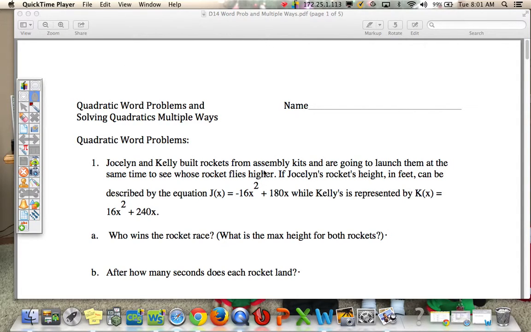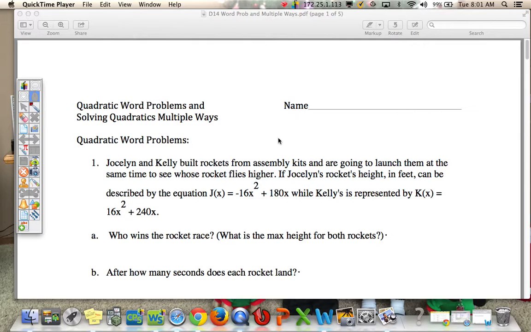We're going to spend the next couple days looking at how everything that we've learned in this chapter for quadratics fits into word problems or real world problems that you would want to solve. So in today's lesson, we're just going to look at a couple sample word problems, and then we'll do a review of the different methods of solving quadratics.